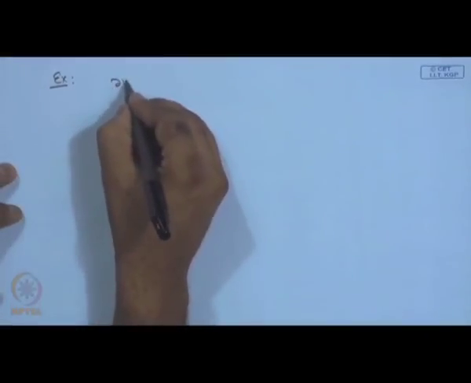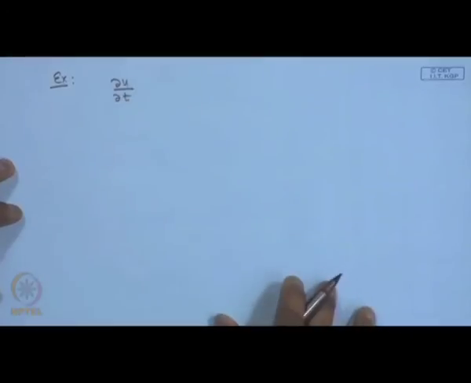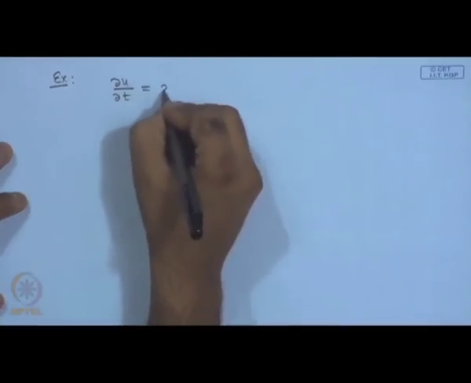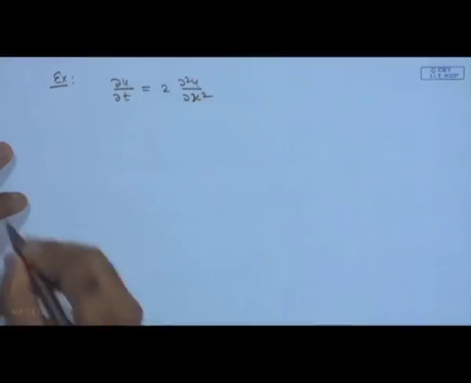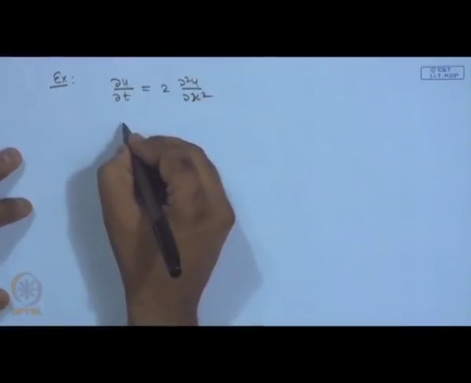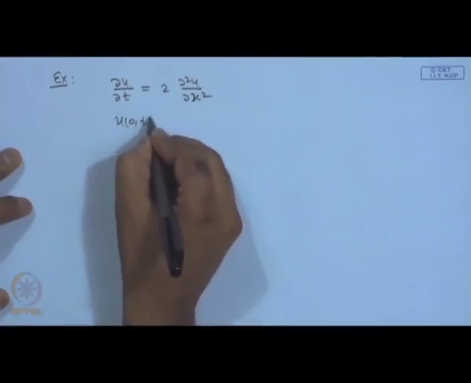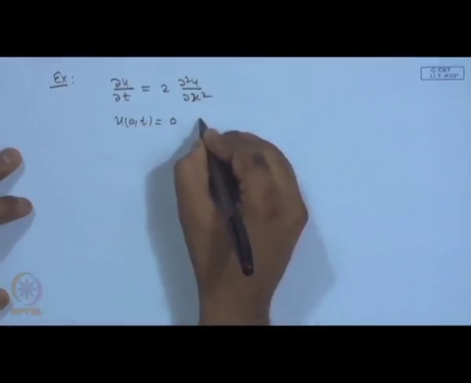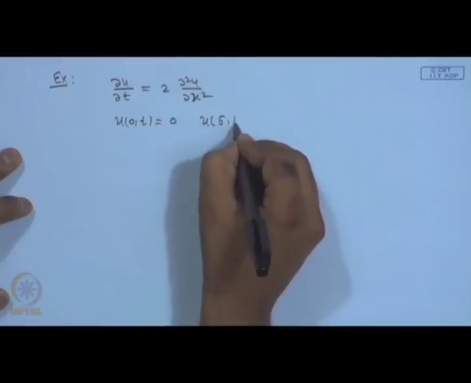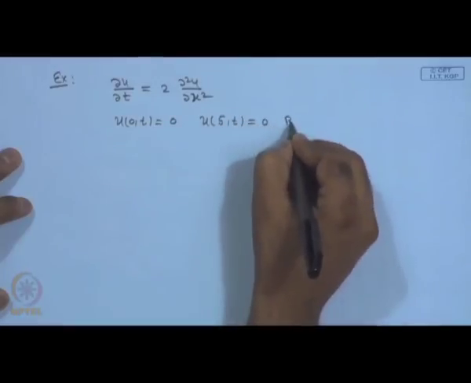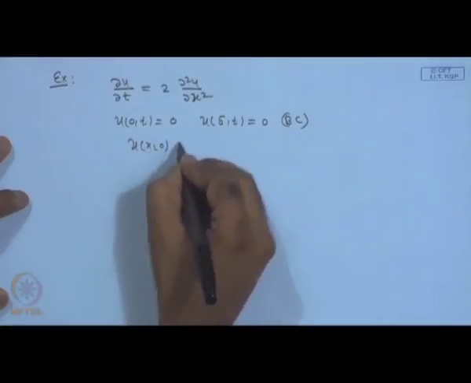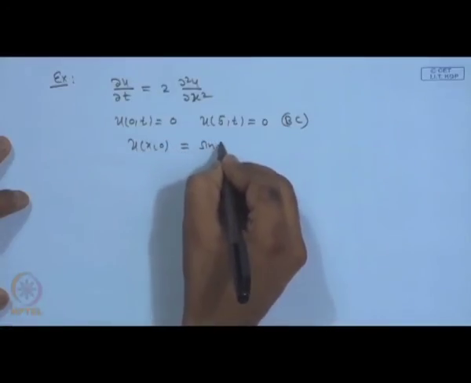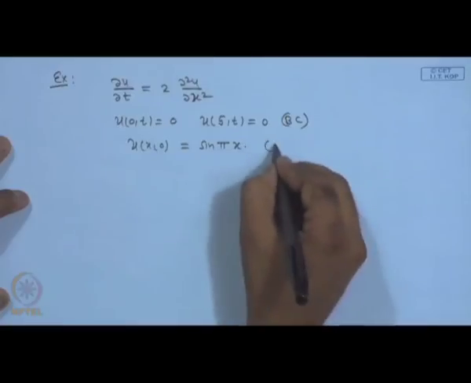Okay, the next example is again an example of the heat equation, 2 times del 2u over del x square, subject to the boundary conditions u(0,t) is 0 and u(5,t) is 0. And we have the initial condition at t equal to 0, that is sin(pi x).